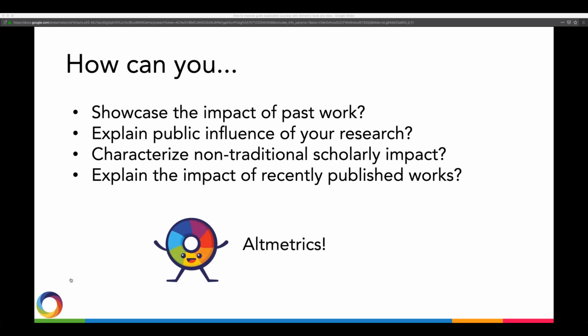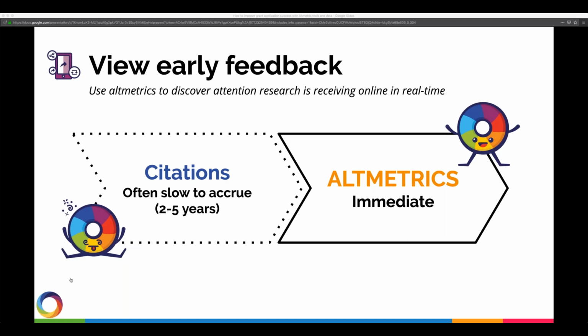And this is for two reasons. So one is that Altmetrics have this key advantage in that they allow you to see early feedback on recently published work. So they allow you to see in near real time how people are engaging with your research so that you can start to understand the impact of the research much more immediately than with citations. Citations, as we know, they can take months, if not years, to start to accumulate.